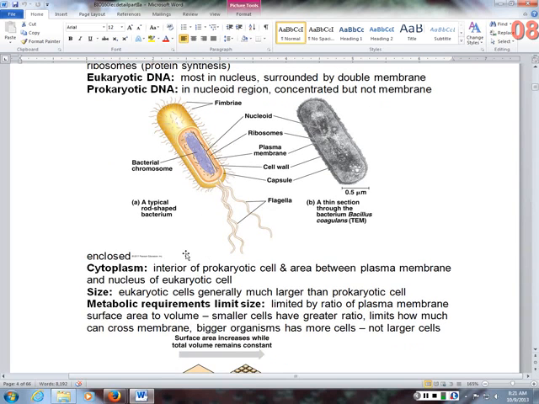So the cytoplasm is the inside of the cell area between the plasma membrane and the nucleus. So if you don't have a nucleus, it's just the whole area in between the plasma membrane.